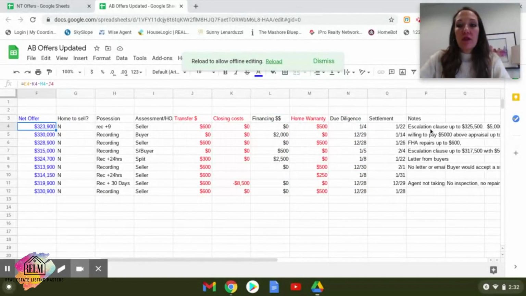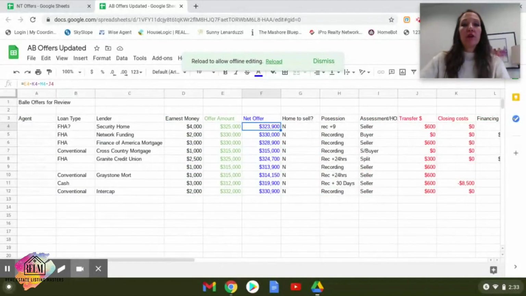And then any notes, several of this one had an escalation clause up to $325,500. This one is going to pay $5,000 above the appraisal. This one had FHA repairs up to $600, and that could be a potential hit to my client if the FHA appraisal came back asking for repairs. This one had an escalation clause. This one had a letter from the buyers. This one had no letter or email in it, and this one, the agent was not taking his commission. So I put all of these notes in here so that we can have those follow-up conversations with the seller as we are reviewing all of the details.